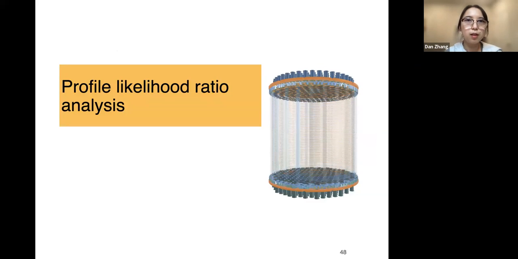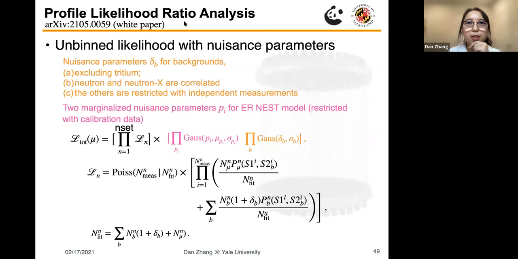So now, do I still have time? Now let's talk about the profile likelihood ratio analysis we use to set the limit and the sensitivity. The structure of the methodology is also included in the white paper, and we want to follow the same algorithm to make the result comparable. But everyone needs to construct their own likelihood, and we follow a conventional unbinned likelihood, comparing the S1 and S2b of each event to the probability distribution of each component, including our expected signal and estimated backgrounds. Each background that is independently constrained has a nuisance parameter for the variance of the event number for that background.